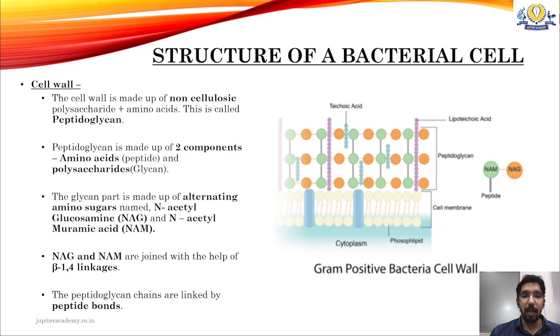The glycan part, the carbohydrate part, is again made up of alternating amino sugars, namely N-acetyl glucosamine, shown in orange in the diagram, and N-acetyl muramic acid, shown in green in the diagram. Both of them are carbohydrates, so they are linked together with the help of beta 1,4 glycosidic linkages, which help to join two carbohydrate moieties.